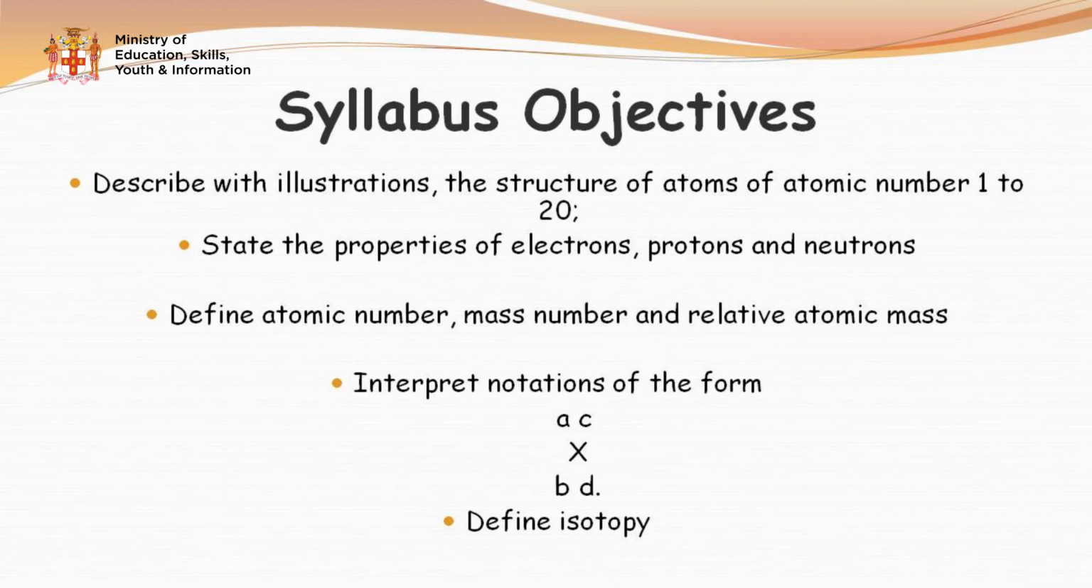Today we are exploring the atom. Now let's look at the syllabus objectives from our CSEC chemistry syllabus. We should be able to describe with illustrations the structure of atoms of atomic number 1 to 20, state the properties of the subatomic particles, electrons, protons, and neutrons, define atomic number and mass number, interpret the notations of the form shown on your screen, and define isotopy.